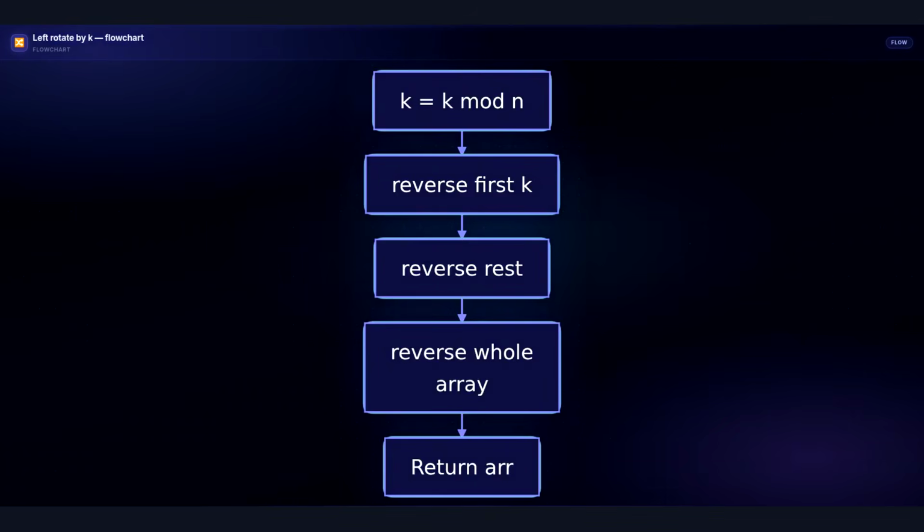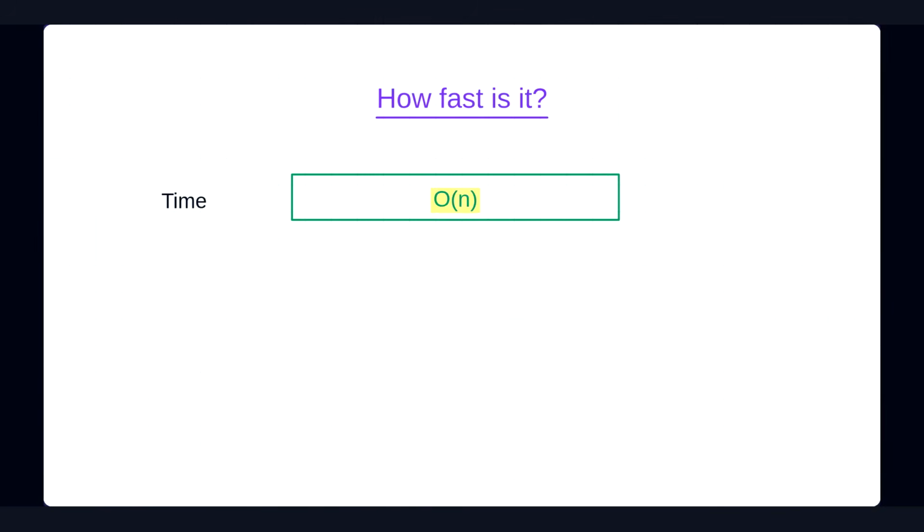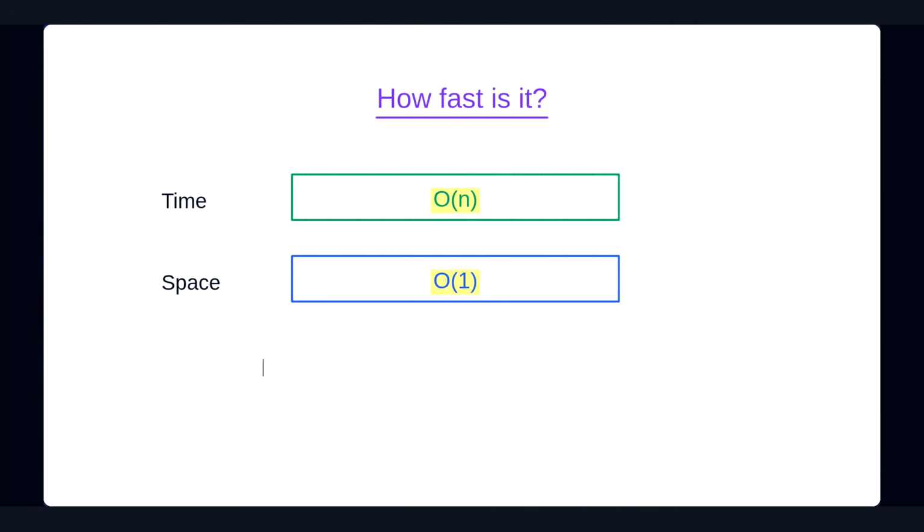First we bring k into range with k modulo n. Then 3 reversals in order, the first k, the rest, and the whole list, and the array is rotated left by k. Every element is touched by at most 2 of the reversals, a constant amount of work each, so the total is order n time. The swaps happen in place, so order 1 extra space.